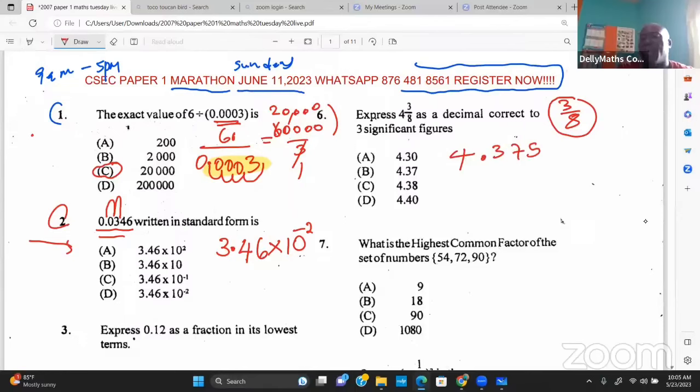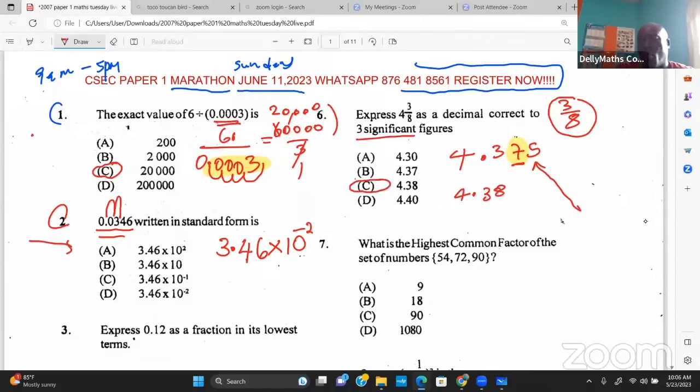So 4 3/8 is 4.375, right? But what they want is 3 significant figures, which means that we're going to be rounding this up to that spot. So when you identify the spot, you want to make sure that you look to the digit to the immediate right. And if the digit to the immediate right is 5 or more, the spot goes up by 1. So it's 4.38. So here it is for that one, right?